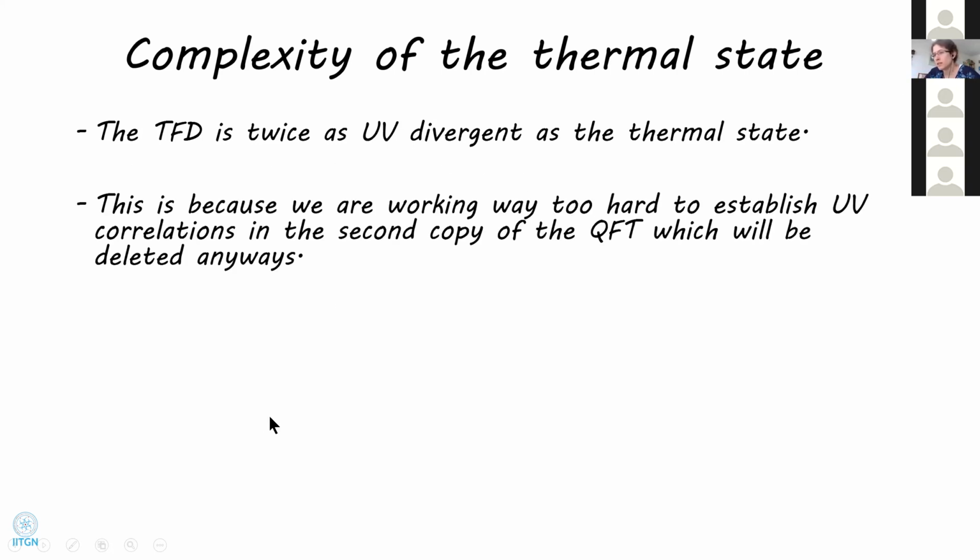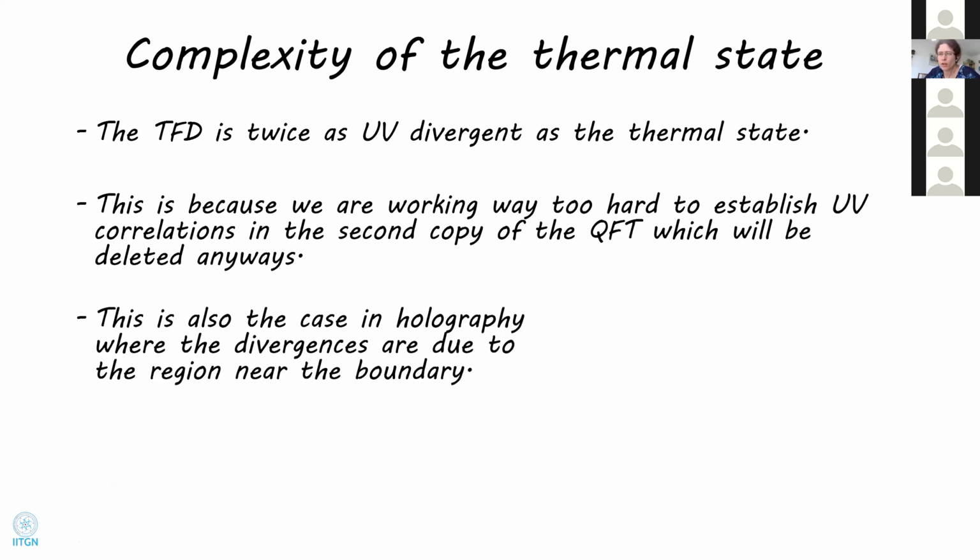And the reason is because we are working way too hard when we build the thermofield double state. We have two sides and we are making a lot of efforts to mimic correlations on the second side, which is then going to be traced out because we are not at all interested in it when we talk about the thermal state that lives only on one side. So basically, we are working twice too hard.